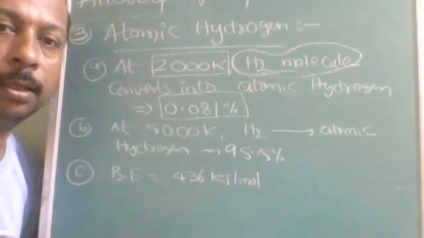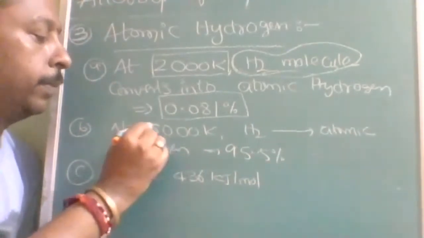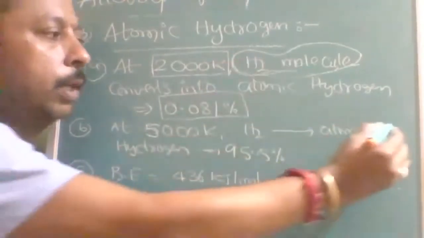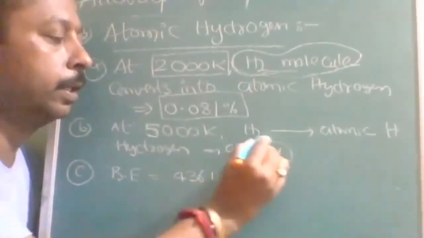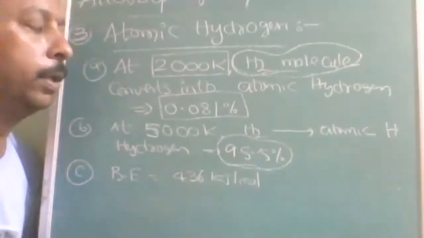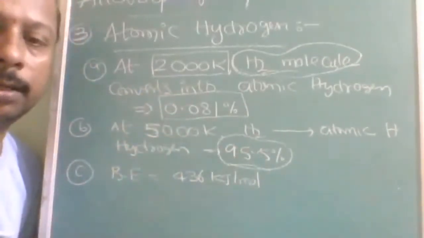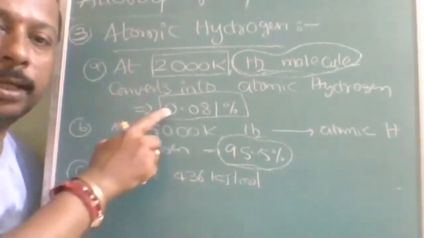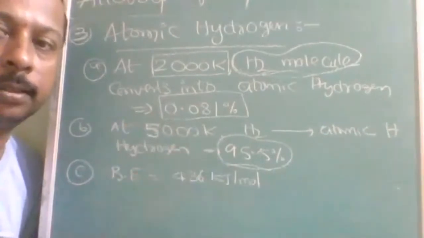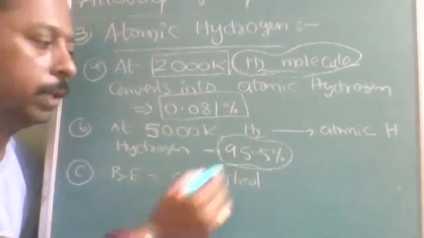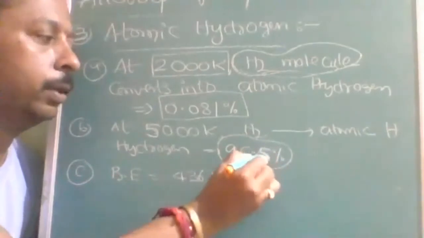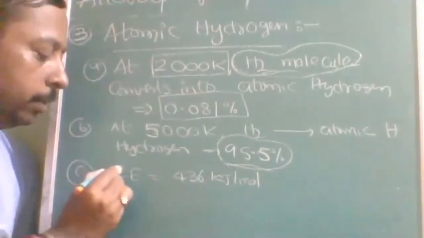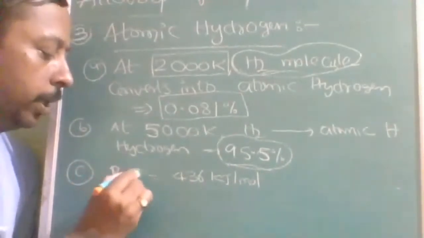So if you increase the temperature to 5000 Kelvin, the hydrogen to atomic hydrogen conversion percentage is how much? 95 point something. That means more than double, 2.5 times. Even at this high temperature, it is not able to convert the complete hydrogen molecule into atomic hydrogen. Understood? So why is it so? Just because of the very high bond energy.